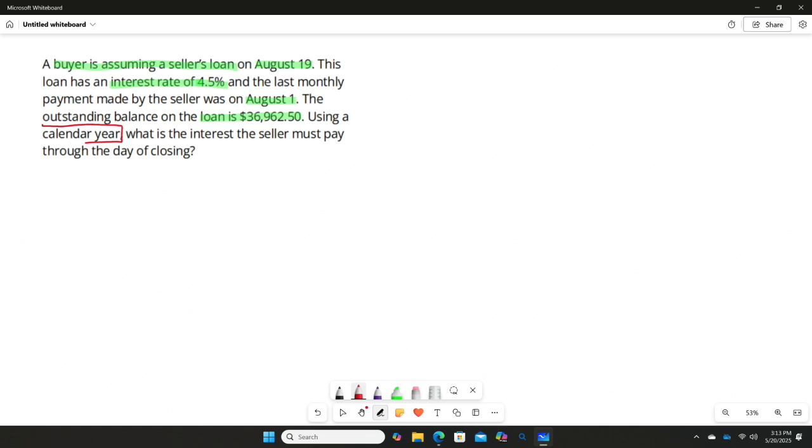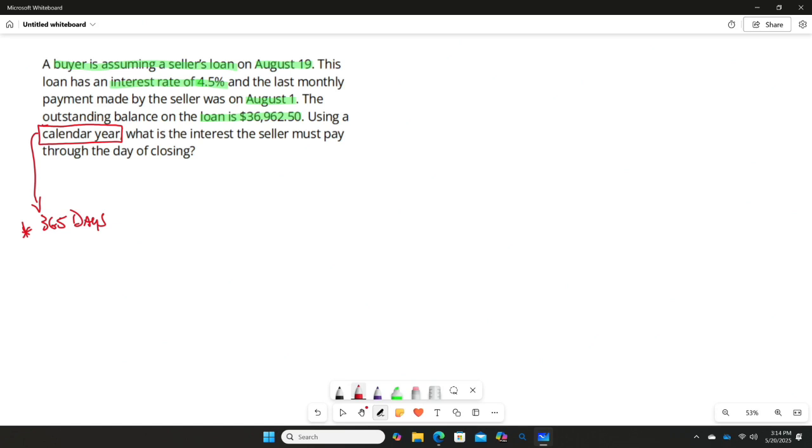Now, this is one of the areas that could trip up some people. It says using a calendar year. Anytime you see the words calendar year, you want to use 365 days. Now, I am under the impression that on the exam they will tell you how many days to use with your calculation. If they were to just say calendar year, you want to use 365 days, okay?